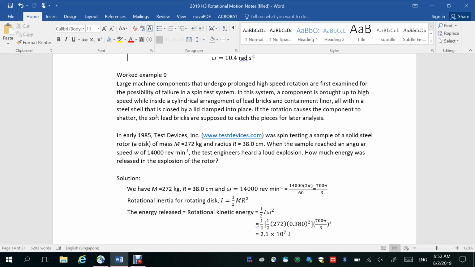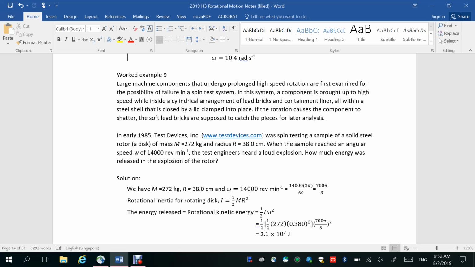So if the rotation causes the component to shatter, that means the rotational kinetic energy is so huge that the binding force of the material is not sufficient to hold the rigid body into one piece. Okay, so you're given some data.